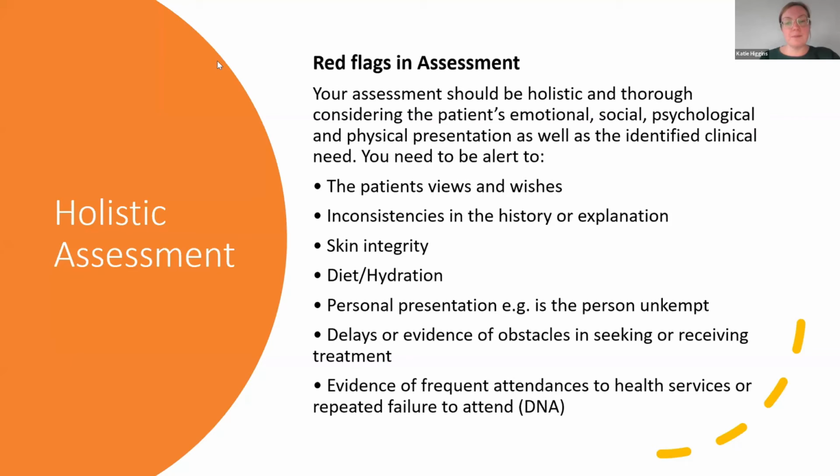Delays or obstacles in seeking or receiving treatment. So, for example, if somebody fell at home and they had carers, but they didn't report it till the next day to get that person checked over, that's a bit of an alarm bell: why wasn't it addressed straight away, especially if somebody had a significant injury? Or even things like evidence of not attending health appointments can sometimes be a red flag for safeguarding. Is there something more going on with this person?